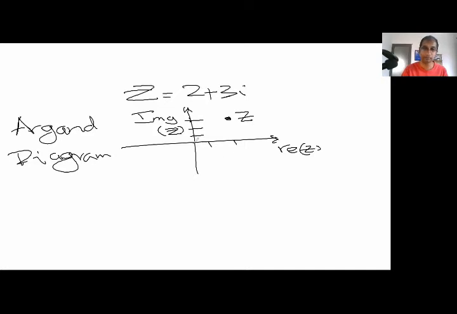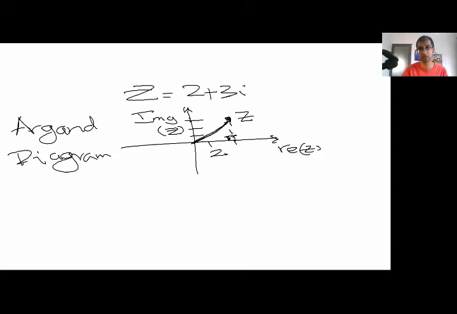Now, you see this complex number, we can actually find the length of this complex number. And how can we find the length? If you look carefully at what I'm doing right now, I'm making you realize that it's actually a right angled triangle.